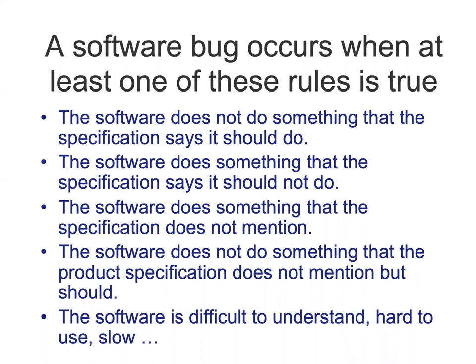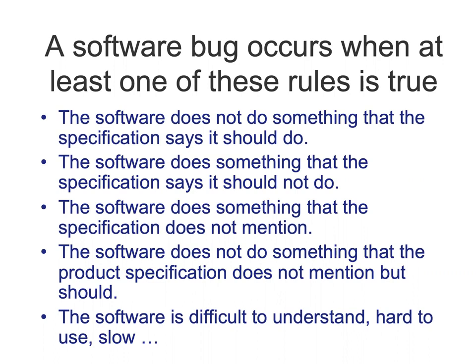The software does not do something that the product specification does not mention, but should, right? So basically, even if the product specification does not mention this, you'll have to use your experience within the application and say, wait a minute, I have a question. This is something I feel like is wrong. It needs to do this or that. So that opens up more discussion with the team. You don't immediately log a bug because you want to understand better.